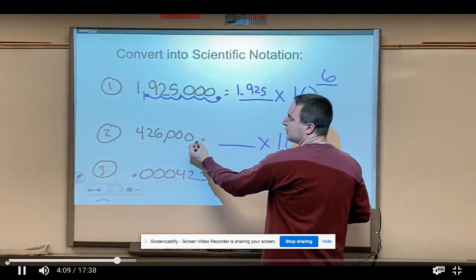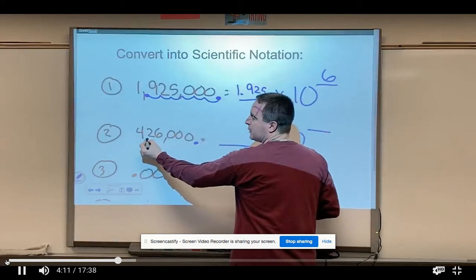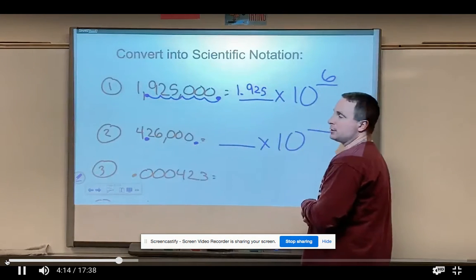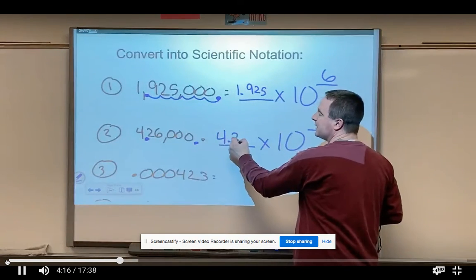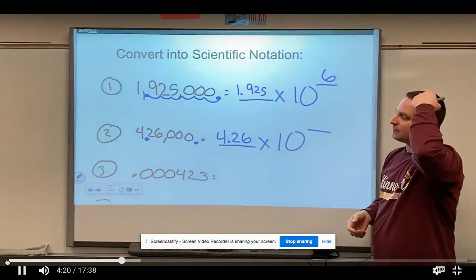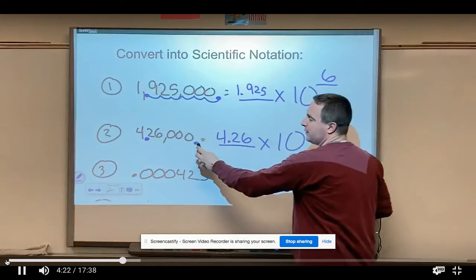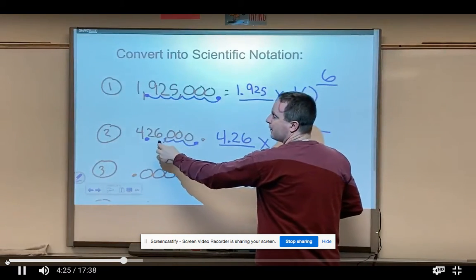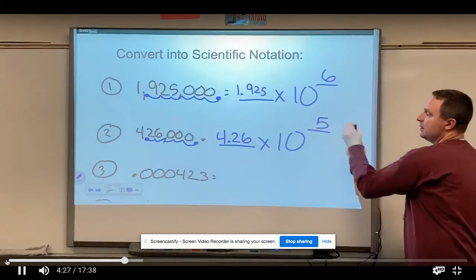Okay, I don't see a decimal, so it's right here. If I move it to a number that's between 1 and 10, it's going to go between the 4 and the 2, so 4.26. And oftentimes it's always right after the first digit. Okay, and how many times did I move it? 1, 2, 3, 4, 5.